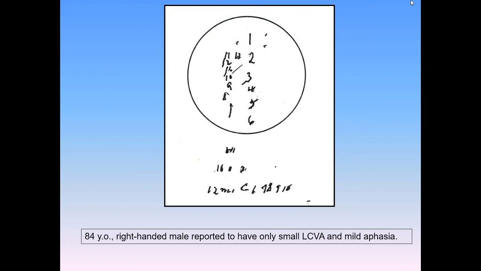This 84-year-old male was sent to me as somebody who had a small left CVA and only mild aphasia, and I thought, this is not just mild aphasia, this person is also experiencing dementia, and indeed, his CLQT was indicative of that.